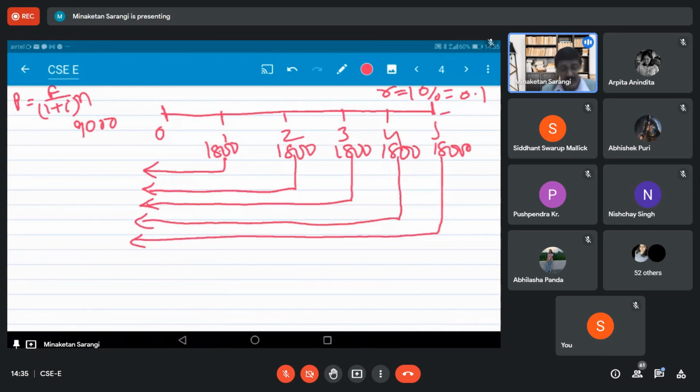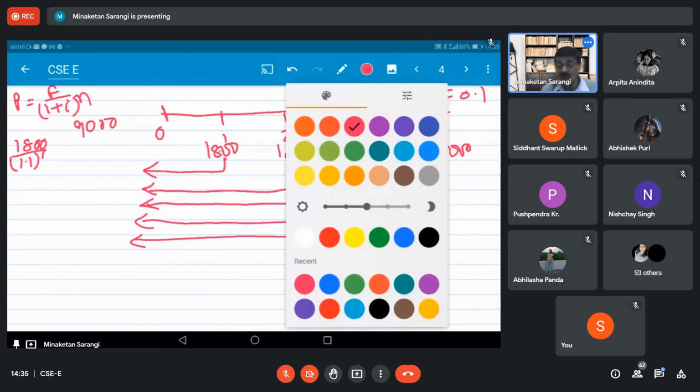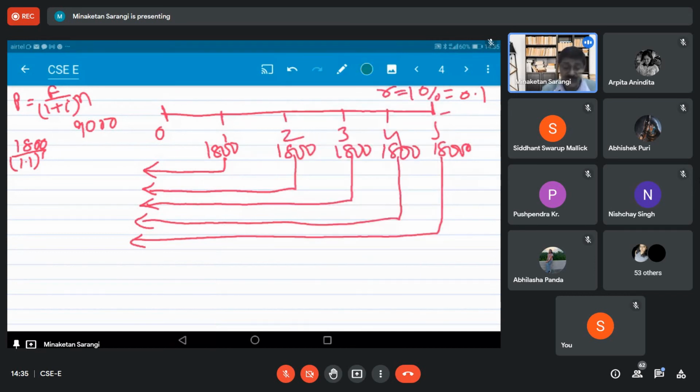If I put it that way, future value is 1,800 divided by 1.1 to the power 1. What is the value? 1,800 divided by 1.1 is approximately 1,636.